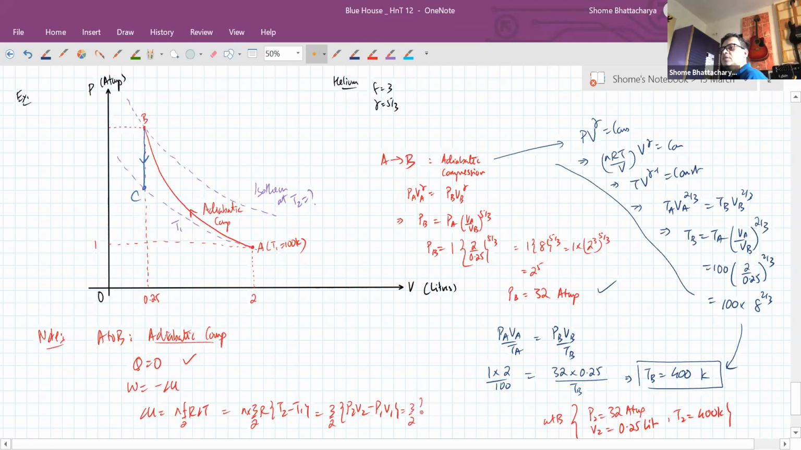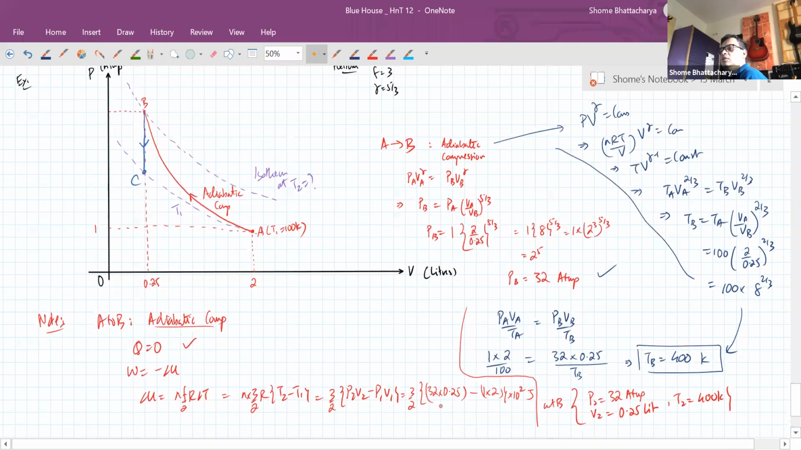Okay. So internal energy will increase, as you can see. So P2 V2 is how much? It is 32 atmospheres into 0.25 liters minus P1 V1, which was 1 into 2. But this will get multiplied with 10 raised to power 2 when we convert this to joules. So this is becoming 8 minus 2, so that's 6. 6 into 3 by 2, so that will become 9. So 900. So delta U will be plus 900 joules. So as you can see in the graph, the temperature is rising. It's an adiabatic compression. So the temperature is rising, so the internal energy has to increase.